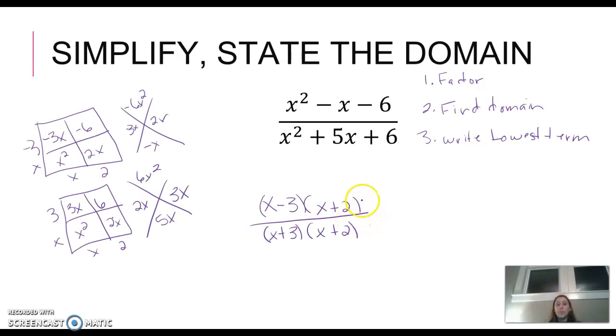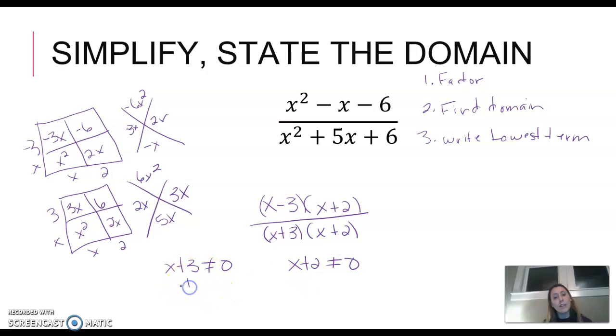So now I've got it totally factored right here. So now we have to find the domain. Now remember, the domain, D, is only with the denominator. So the denominators, the D's go together. So I'm going to take x plus 3 and set it not equal to 0. And I'm going to take x plus 2 and set it not equal to 0.